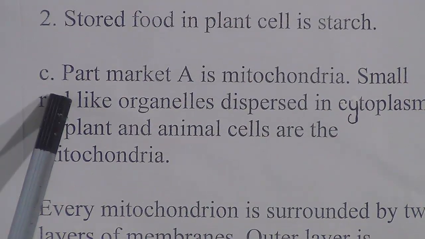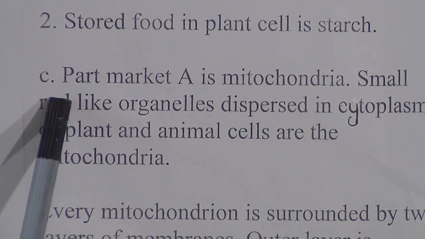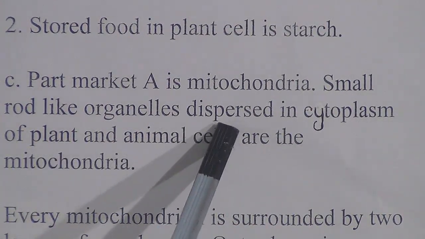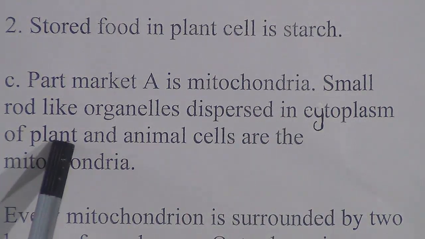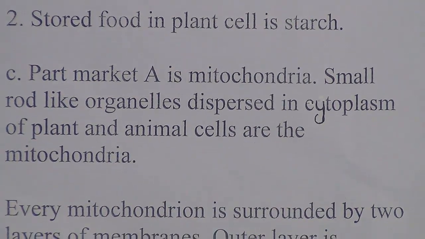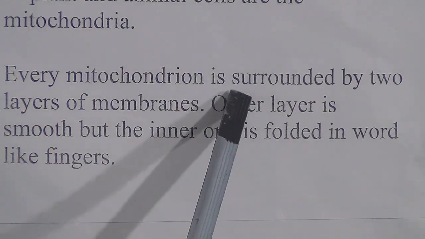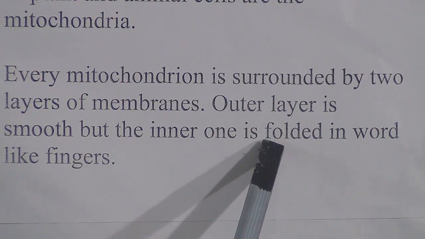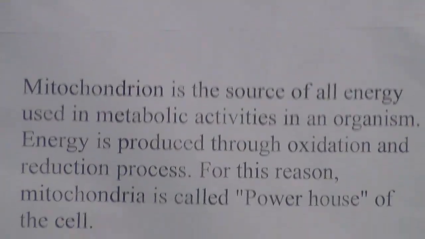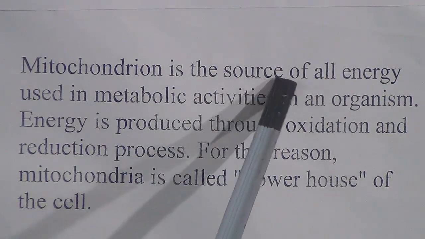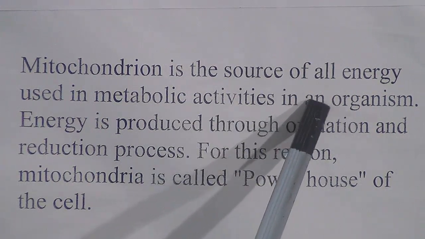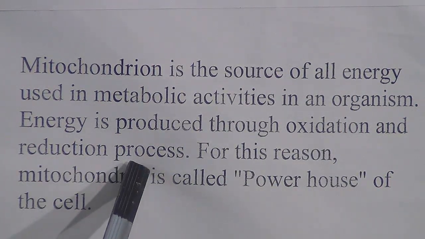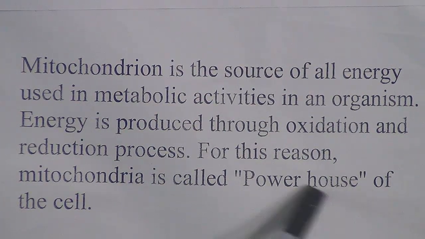Now the C answer. The C question was why part marked A is called the powerhouse of the cell. Explain. Part marked A is mitochondria. Small rod-like organelles dispersed in the cytoplasm of plant and animal cells are the mitochondria. Every mitochondrion is surrounded by two layers of membranes. The outer layer is smooth but the inner one is folded inward like fingers. Mitochondria is the source of all energy used in metabolic activities in an organism. Energy is produced through oxidation and reduction processes. For this reason, mitochondria is called the powerhouse of the cell.